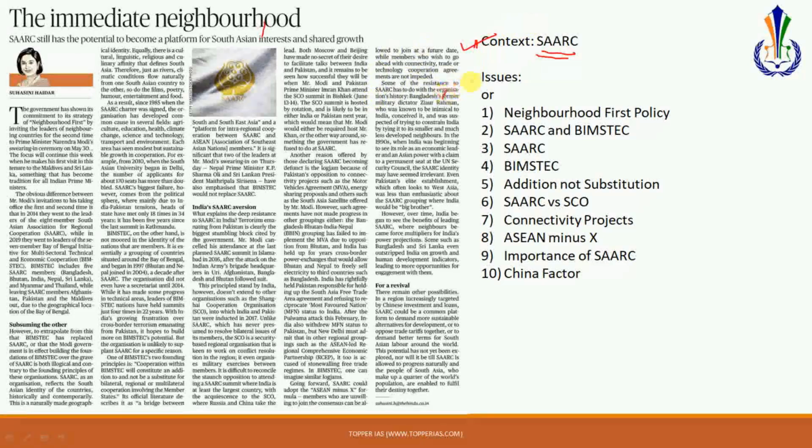Now coming to the issues which are important. The first issue is with regards to the neighbourhood first policy of India. Basically, this was a policy that came in the year 2014, in the aftermath of Prime Minister Modi coming to power. At that point of time, he had invited almost all of India's neighbours and he propounded this policy of neighbourhood first.